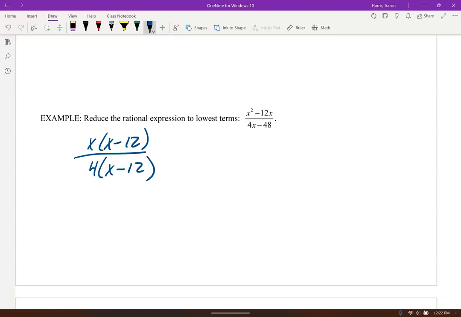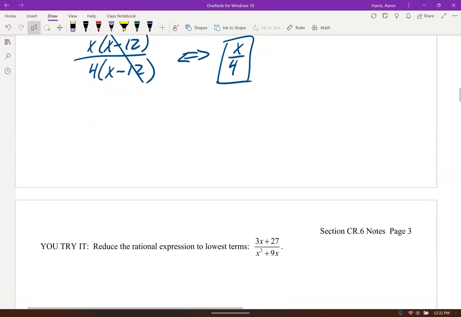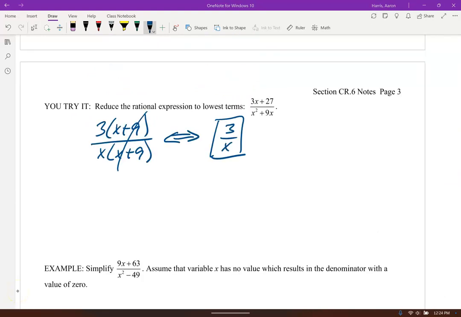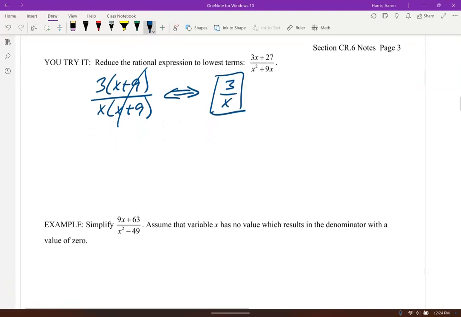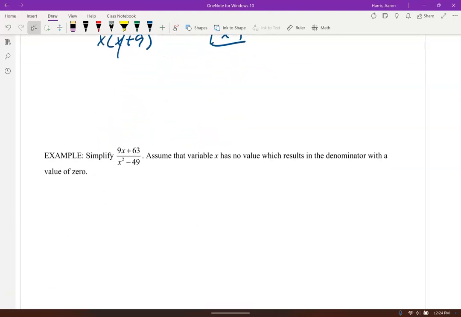And now notice both of them have a factor of x minus 12. So that whole factor cancels. So I'm just left with x over 4. That's what I'm left with there. I want you guys to go ahead and try this next one. See what you get. So if you want to check your work there, should end up with, once you factor a 3 out of the top and an x out of the bottom, the x plus 9's cancel, left with 3 over x.